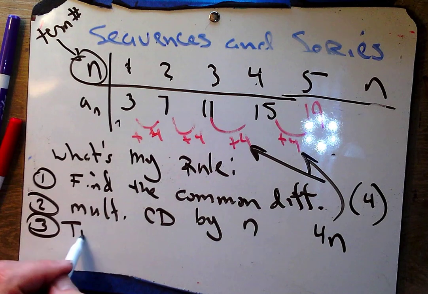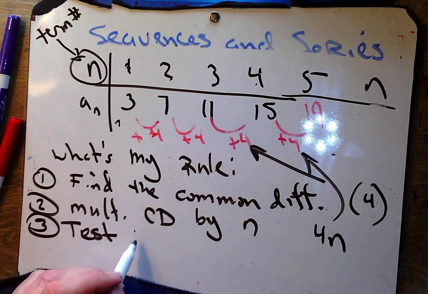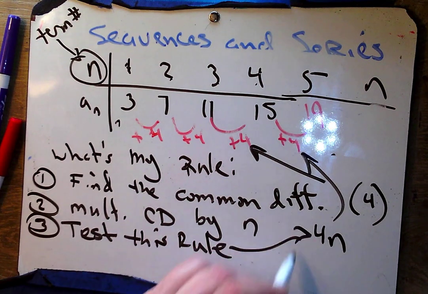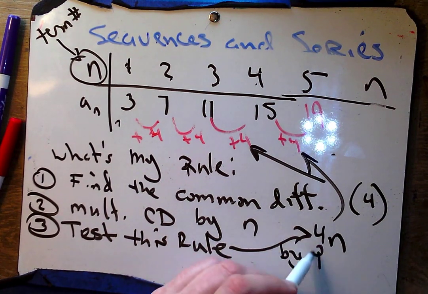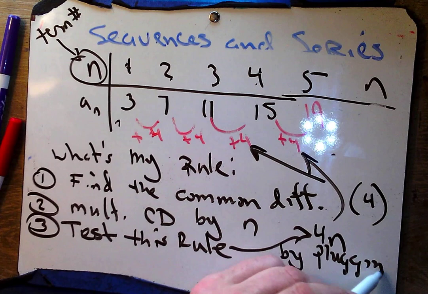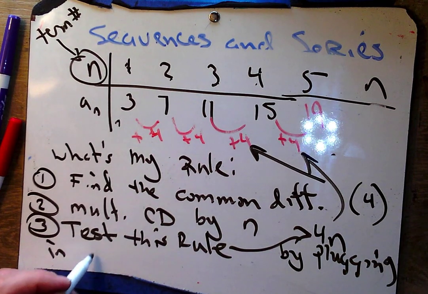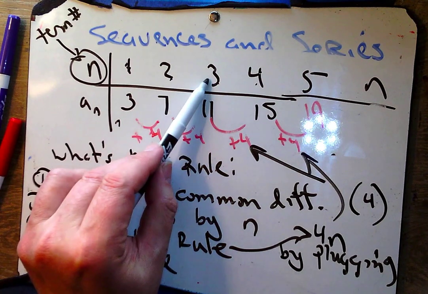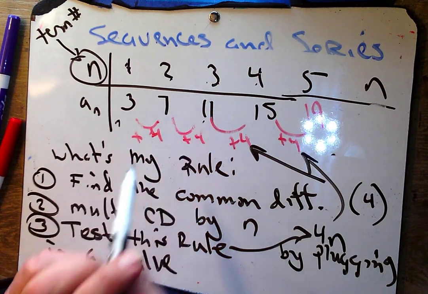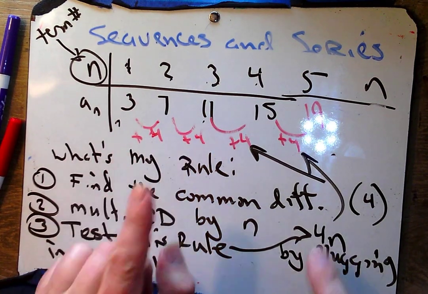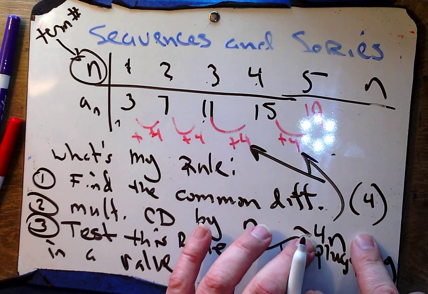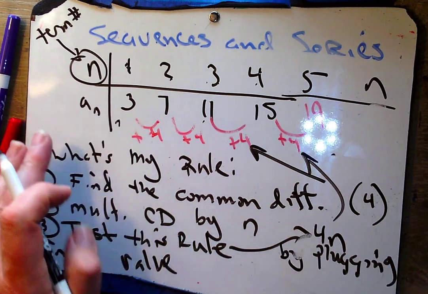Step 3: test this rule here by plugging in a value. So if I plug in a 3, I should end up with 11. 3 times 4 is 12, not 11. Okay, so this isn't my rule. This isn't it yet. I have to do something else. I'm not quite there yet.